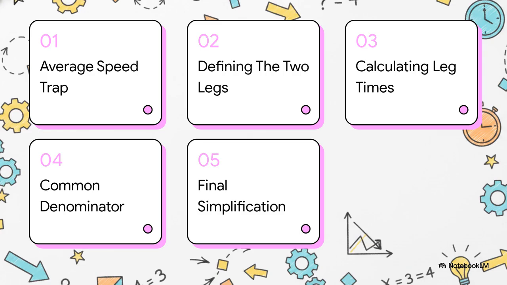So here's our roadmap for today. We've got 1, the average speed trap, 2, defining the two legs, 3, calculating leg times, 4, finding a common denominator, and 5, the final simplification. We're just going to peel back the layers of this algebraic puzzle step by step. Let's get right into it.